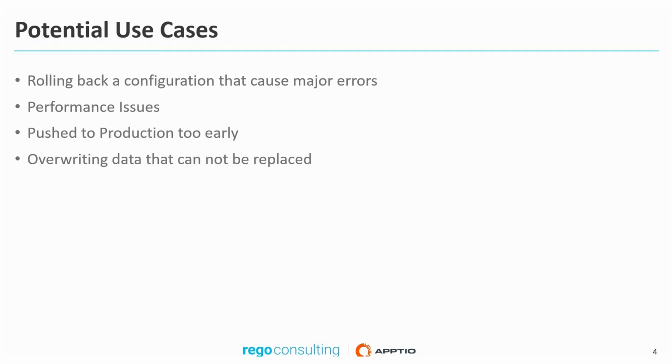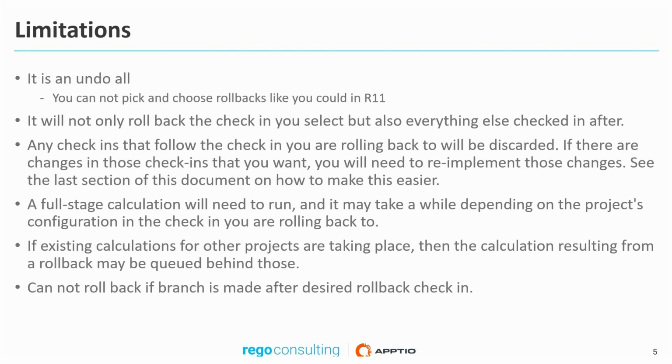If that original manual file wasn't saved somewhere or wasn't captured, if those changes were incorrect and you need to go back to that old file, the only way to restore that file is to roll back that check-in. The limitations of this feature in R12, it is an undo all.